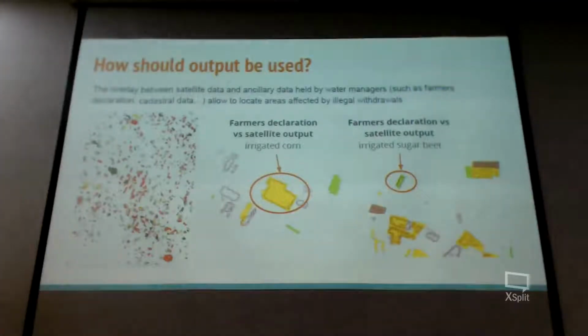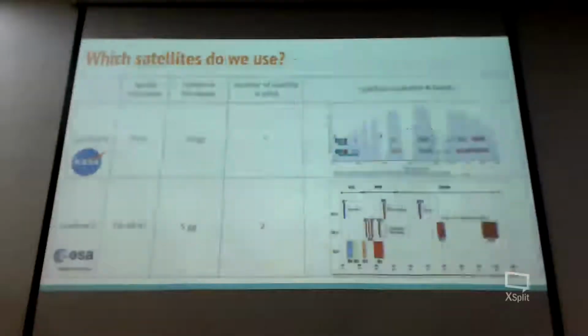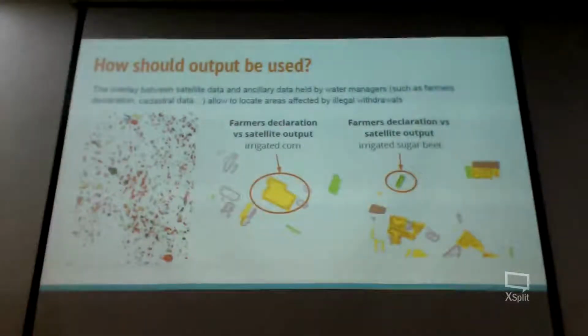And this slide, I think, is also important. Here we see the overall results that we obtained during this summer season in Italy. This is a merge of all the layers that we obtained for each single image during the irrigation season.